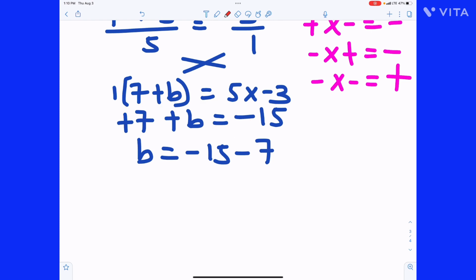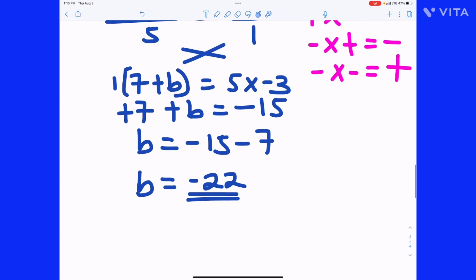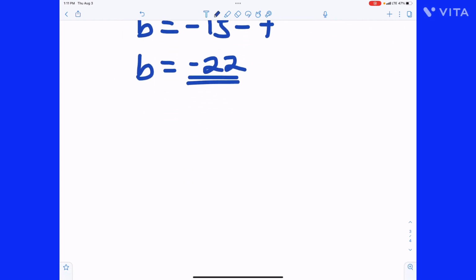So that's why I wrote my 7 as minus 7 when I took it to the right. So my b now is equal to what? Minus 22. Minus 15 minus 7 is minus 22. Take note of that. Let's go to the next question.